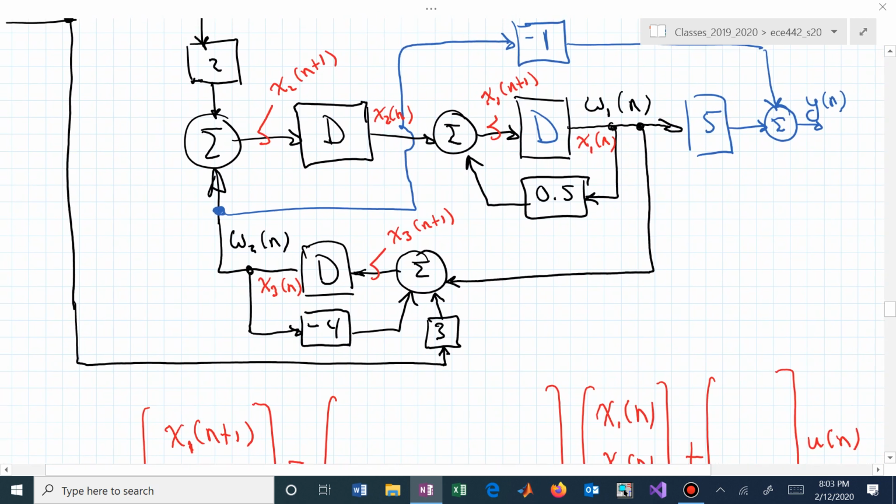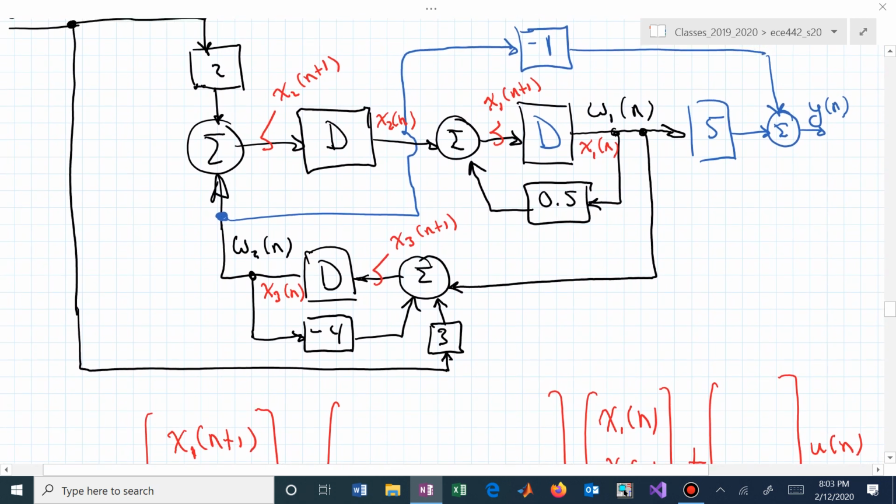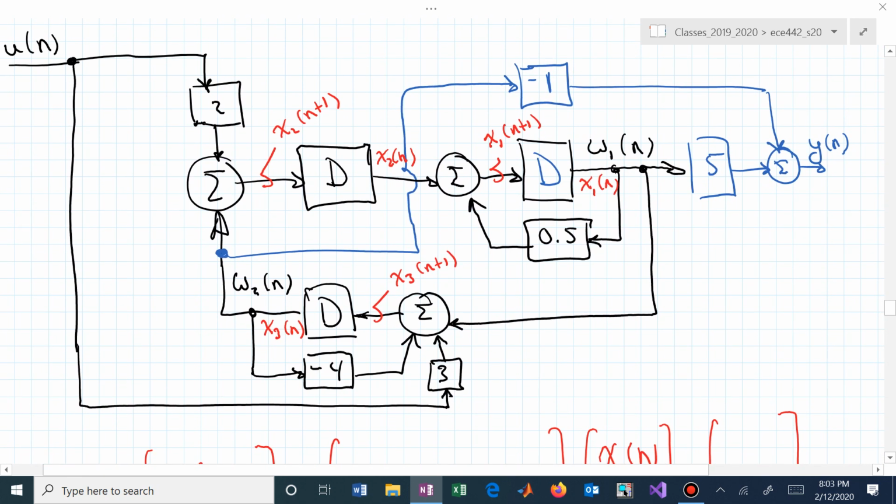And I simply look at the outputs of those summing junctions, which are labeled as the appropriate state variables at a certain time, n plus 1, and how do I combine the states at the present time and the inputs at the present time to produce those states at time n plus 1. x1 of n plus 1, what does it equal?